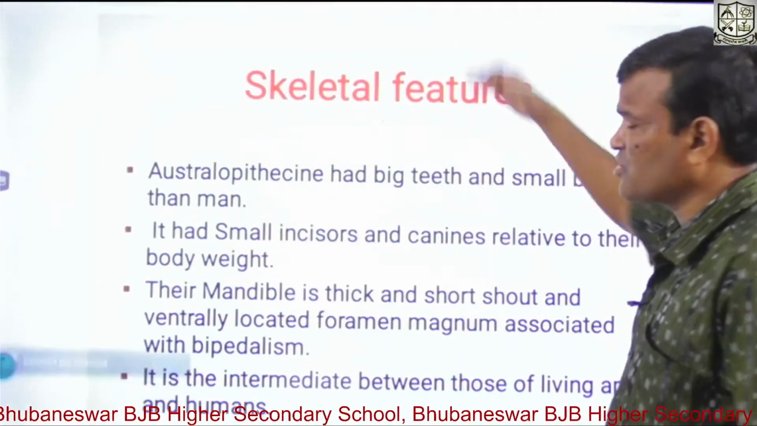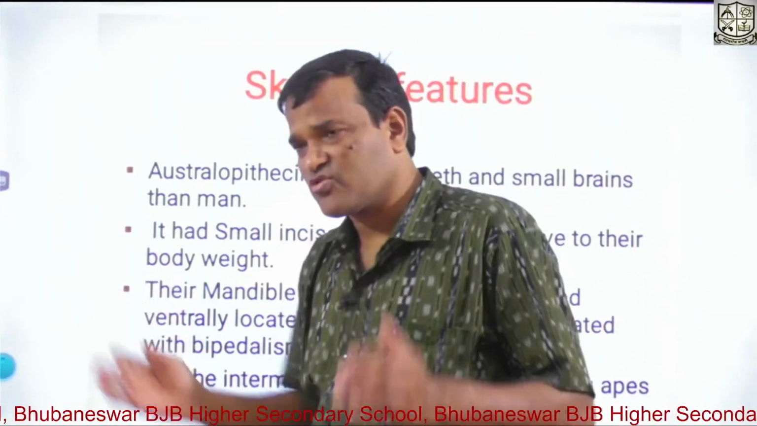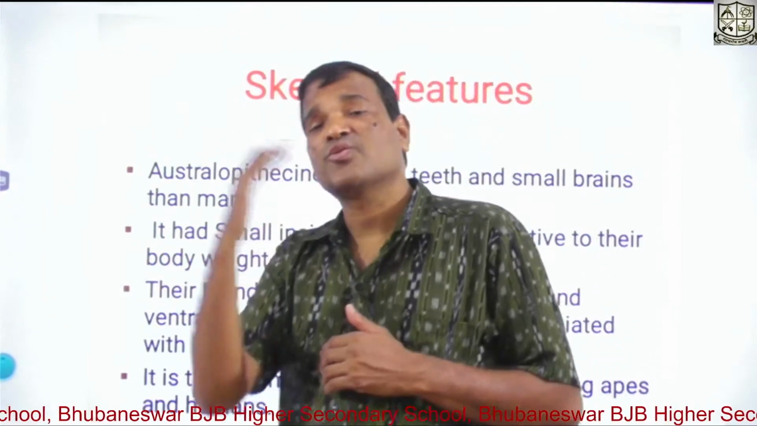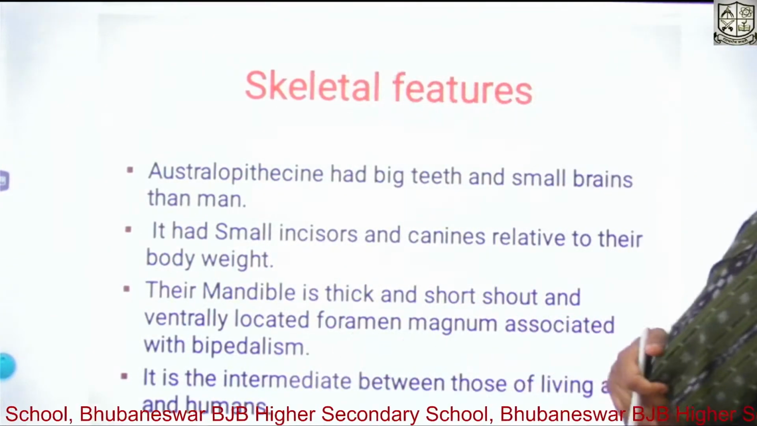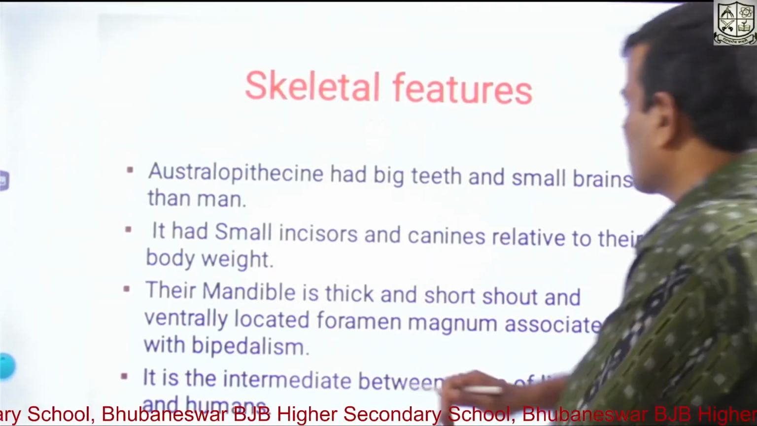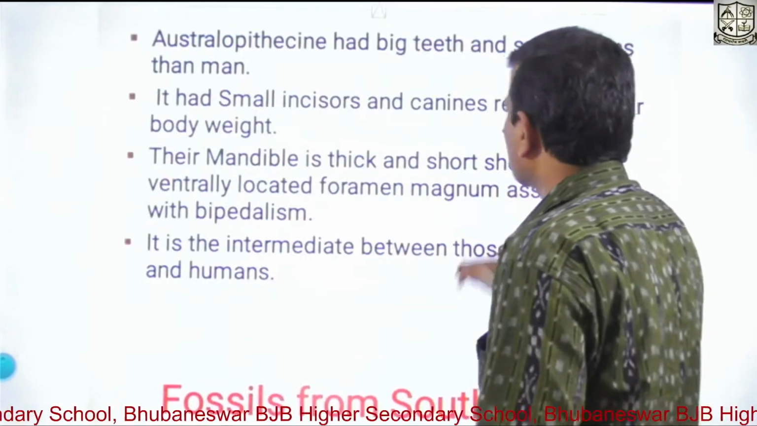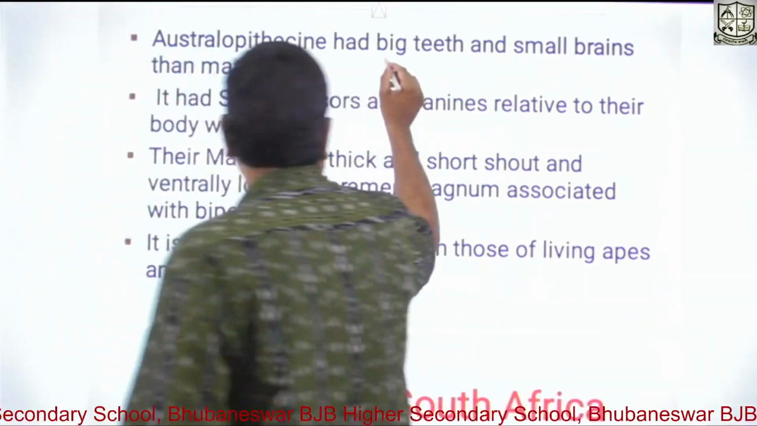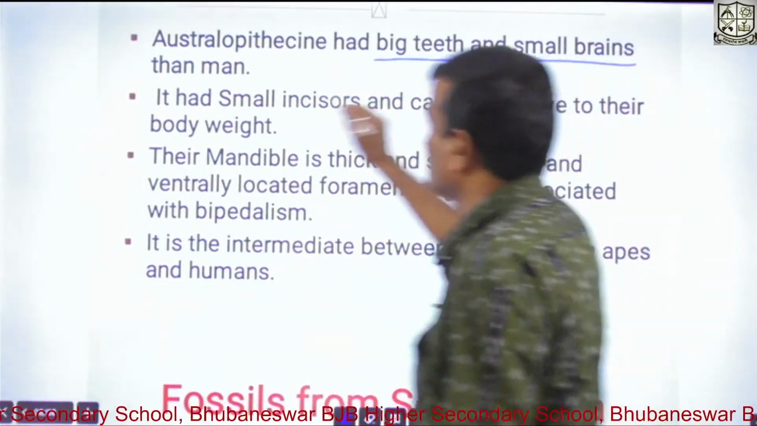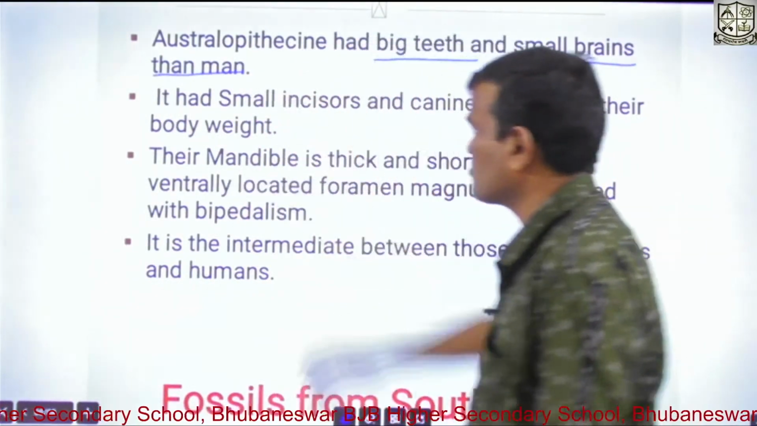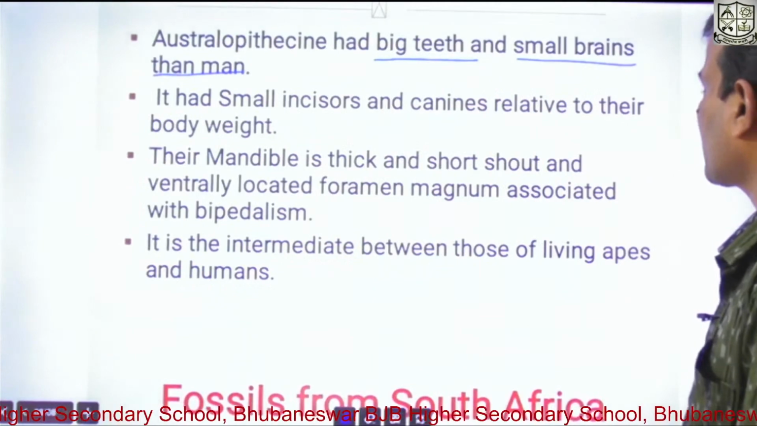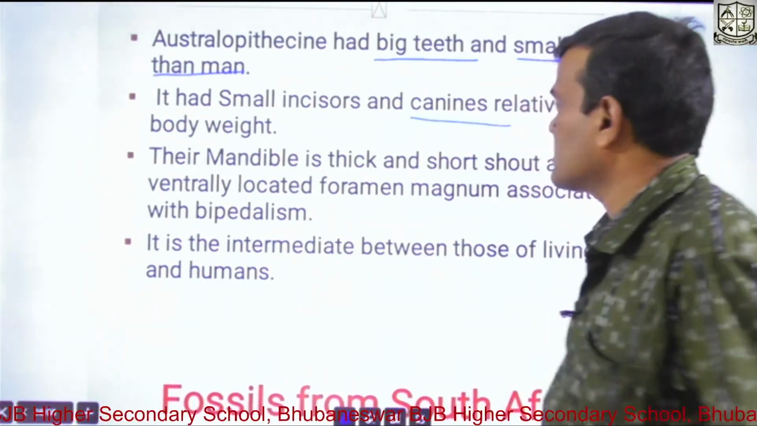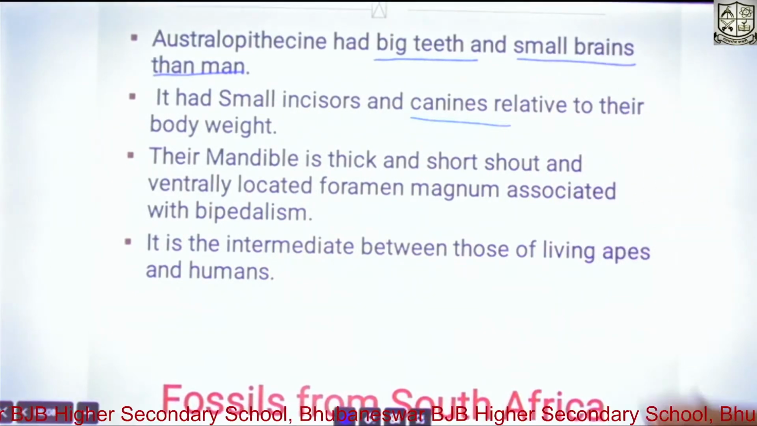So these were the general characteristics, and let us discuss the skeletal or anatomical features of the Australopithecine group. Australopithecines had big teeth and small brains in comparison to man. They had small incisors and canines relative to their body weight.